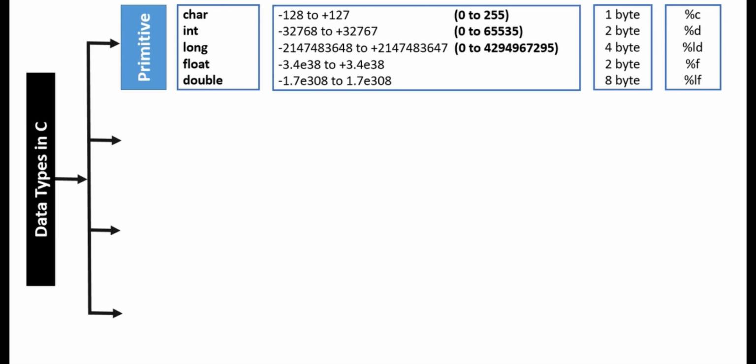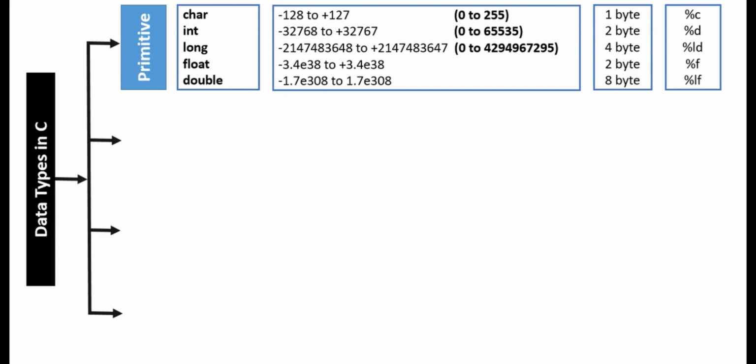Similarly, int, that is the integer data type, its range is from minus 32768 to plus 32767, and for unsigned int it's 0 to 65535. Size is 2 bytes, represented by the format specifier %d. Next is the long data type. Its range is minus 214748364 to plus 214748364, and for unsigned long 0 to 429496725.